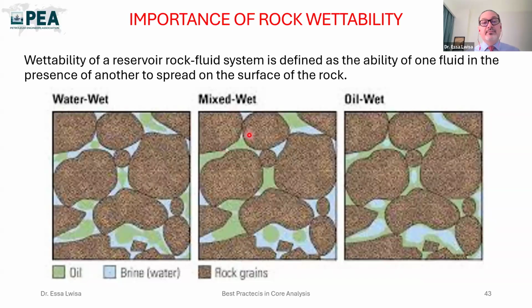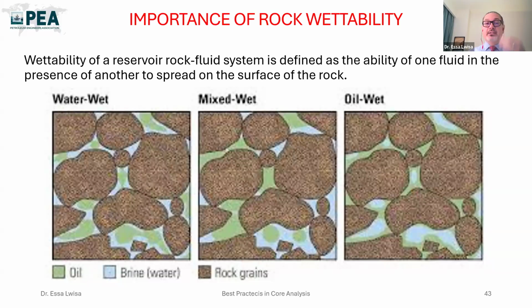Here it is mixed wet. It's oil wet and water wet. So you can see that water sticks on the surface of the rock as well as the oil. But if you look here, that is a big headache. Why? Because this system is oil wet. As you can see here, the rock particle is covered with a film of oil, and water is in the middle. That means if you flood this system with water, oil will stay in its place and only water will be moving.